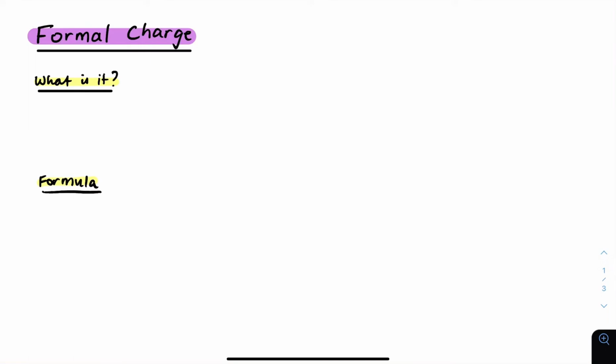Hi guys, so in this video we're going to be going over formal charge. Formal charge is a part of the unit where we learn about Lewis structures, and it's basically a determinant of stability. So this is about covalency and energetics. The reason formal charge is important is because sometimes structures may have more than one Lewis structure. There are multiple examples of that.